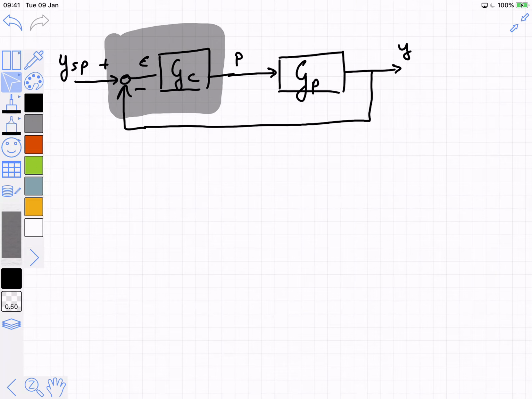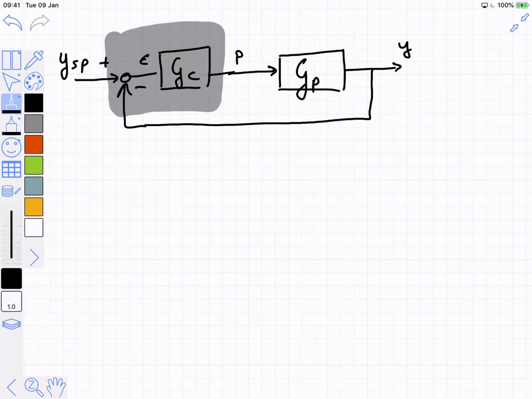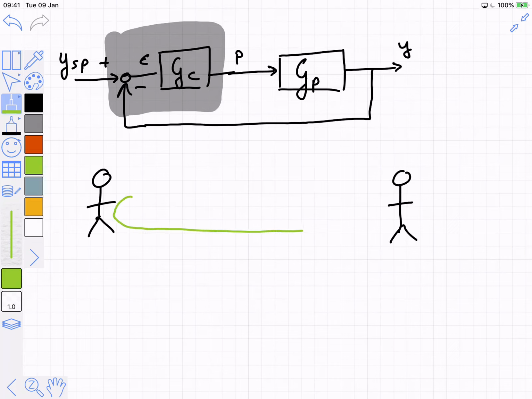Okay, so imagine, I think this is a pretty good, widely understood example. Imagine you are trying to water the garden. So you have a garden hose and it is attached to a tap.